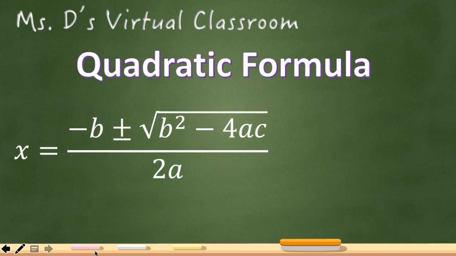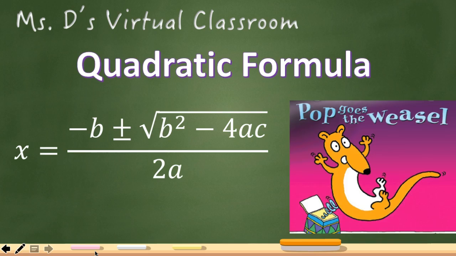The quadratic formula is x equals negative b plus or minus the square root of b squared minus 4ac all over 2a. I know it seems like a jumbled mess, but you can remember it by singing to the tune of Pop Goes the Weasel. You don't remember Pop Goes the Weasel?